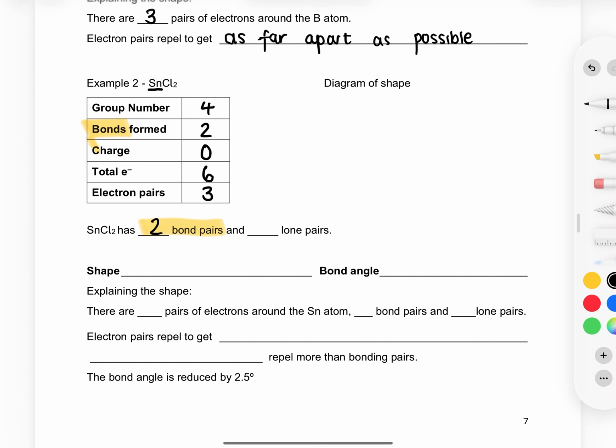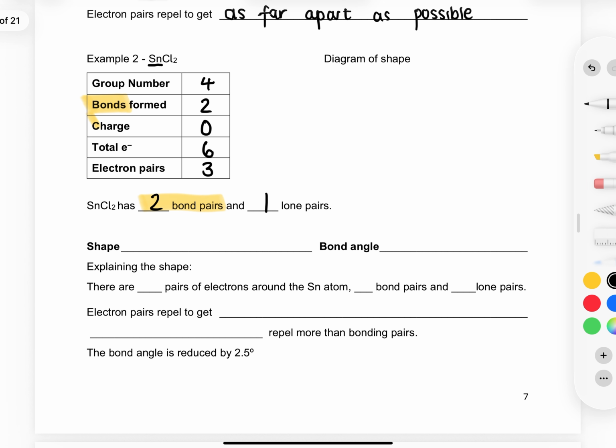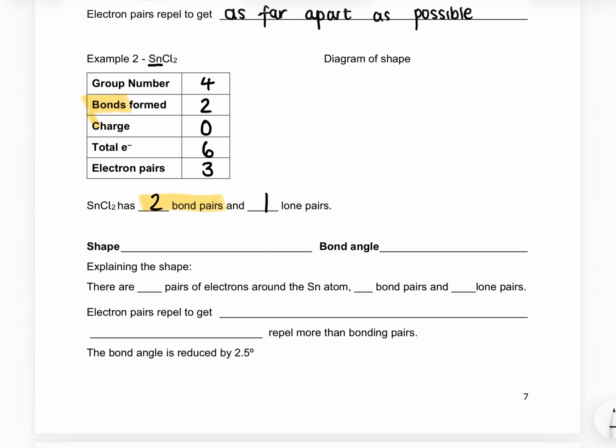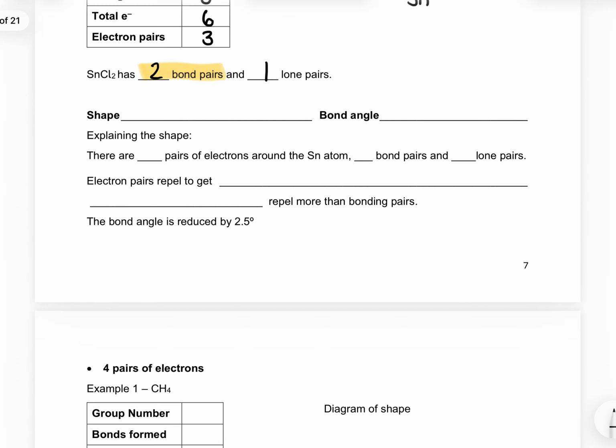Now, how do we get to 3 if we've only got 2 bond pairs? We must have 1 lone pair. So we've got 2 bond pairs and 1 lone pair. So we still have 3 pairs of electrons. That's what's important. Put the Sn in the middle.